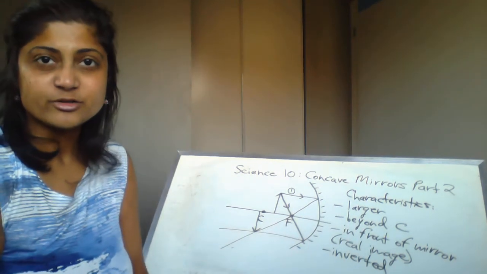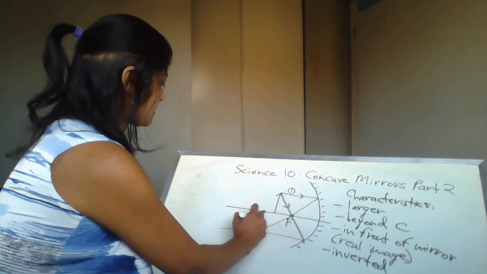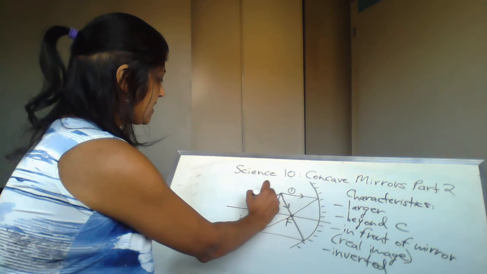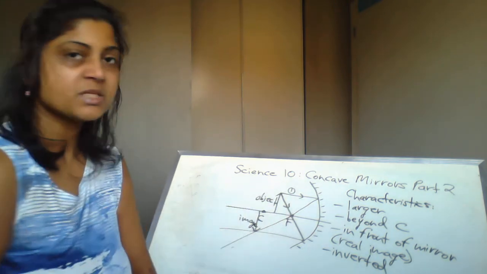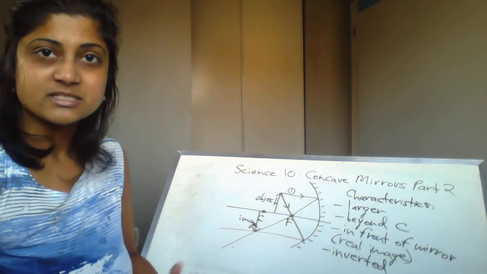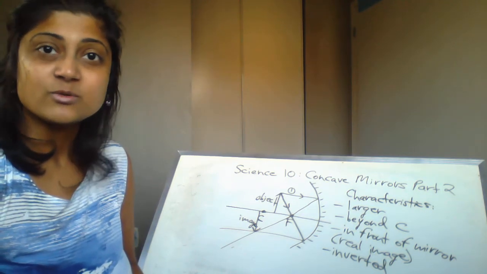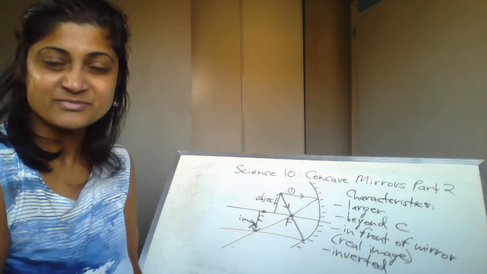So these are the characteristics of the image, and let's write image here so everyone can see. Whereas this is my actual object. Sometimes the teacher might give you the object, and if the object is actually upside down, when you draw out the image it will be right side up. So it's always going to be the opposite.